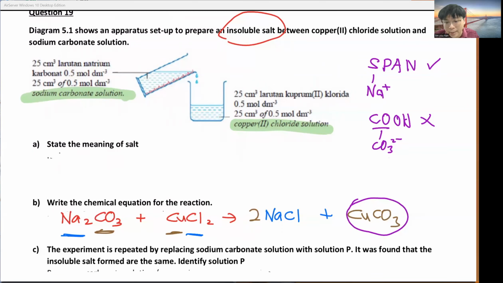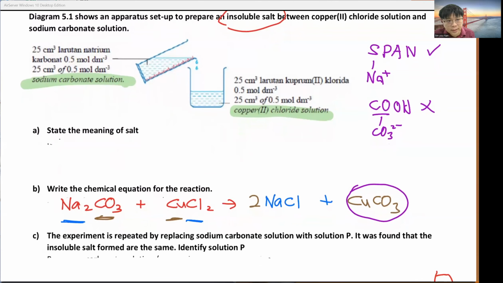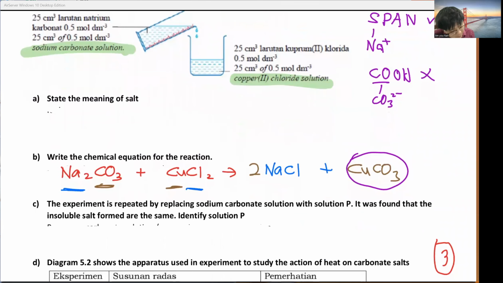Okay, so this is the idea. They want to prepare copper 2 carbonate because sodium is soluble, then copper 2 carbonate is insoluble. Okay, so this is the first idea. Then now what they're asking is, the experiment is repeated by replacing the sodium carbonate with another solution. It is found that the insoluble salt formed is the same. Identify solution P. So as I told you, to prepare insoluble salt, you need to use soluble SPAN.